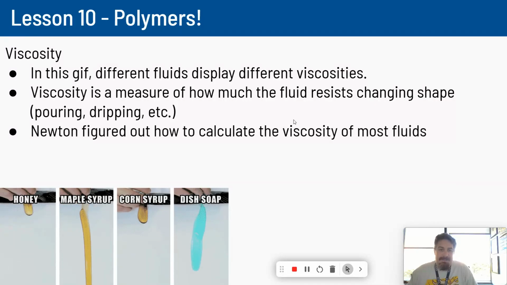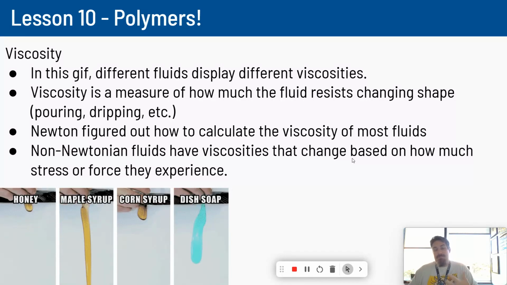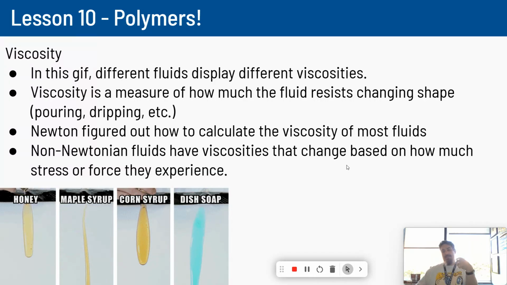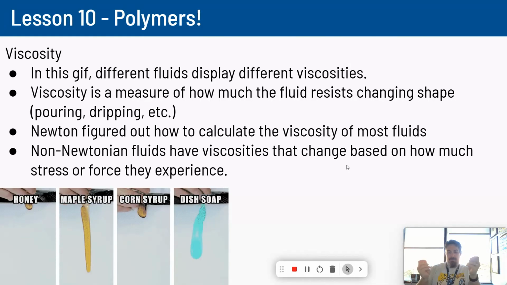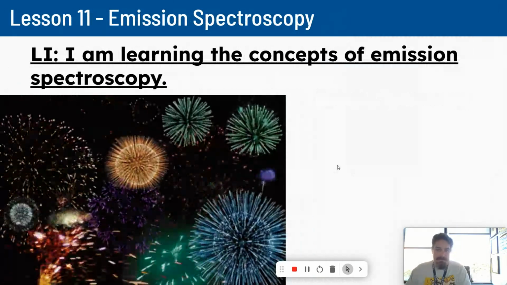See, Newton figured out how to calculate the viscosity of these typical fluids, things like water. But non-Newtonian fluids have viscosities that change based on how much stress or force they experience. You kind of saw a great example of this when you slowly pulled apart your slime and it stretched and stretched and stretched, but if you pulled quickly, it tore and ripped.